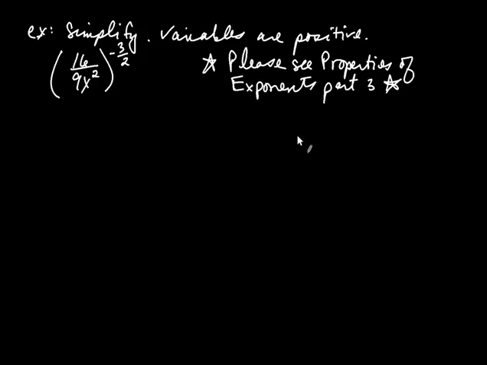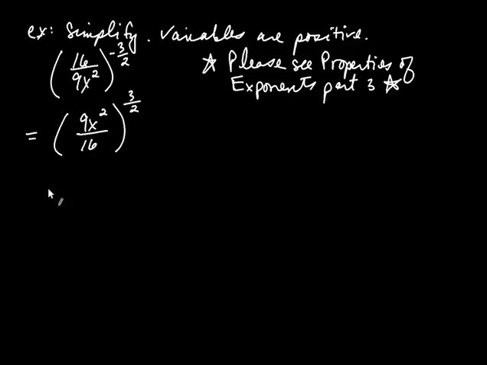Okay, so this example illustrates that the properties of exponents that we used still apply even when you have rational exponents. So for this problem, I'd like you to review the video, Properties of Exponents, Part 3. And in that video, I discussed the fact that when the base is a fraction, like it is here, and the exponent is a negative number, you can make the exponent positive by taking the reciprocal of the base. That is, I can write this as follows. 9x squared divided by 16 raised to the positive 3/2. So if you want to make the exponent positive, you can do it as long as you take the reciprocal of the base.